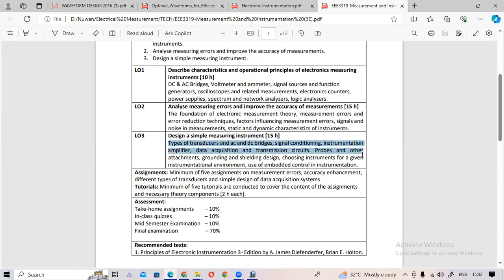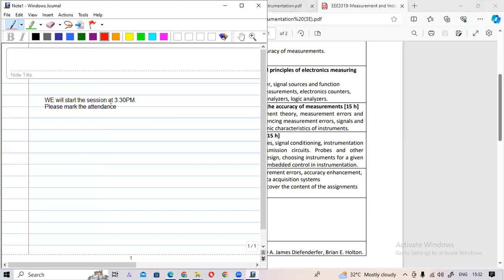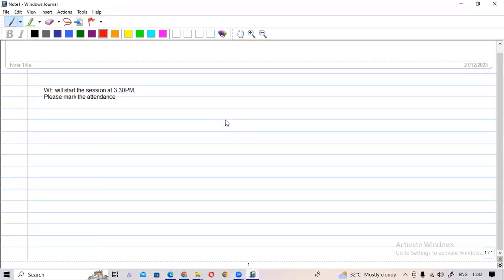Okay. So in learning outcome three we have to discuss some related terms. I think most of these were already discussed. For example, we have discussed transducers. Can anyone tell what is a transducer? Actually, we are mainly focusing on electronic transducers. There are many types of transducers.